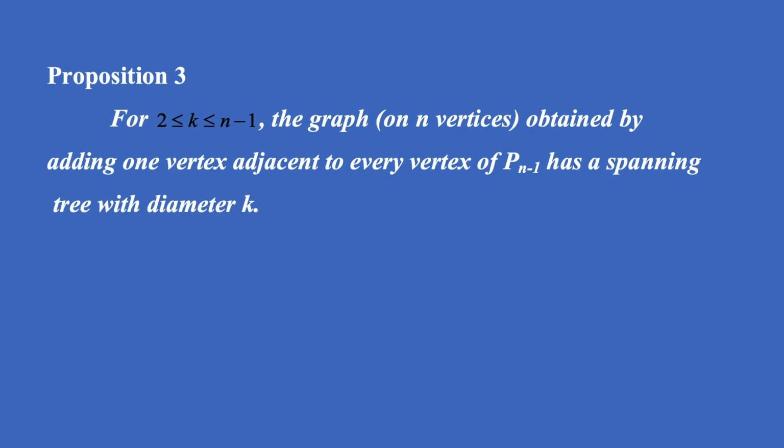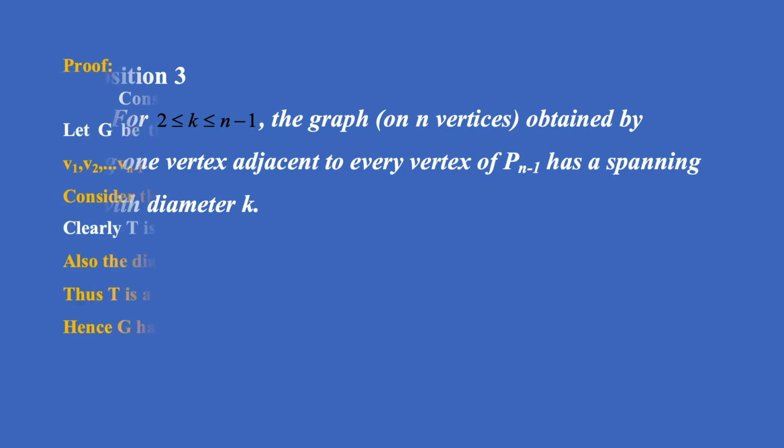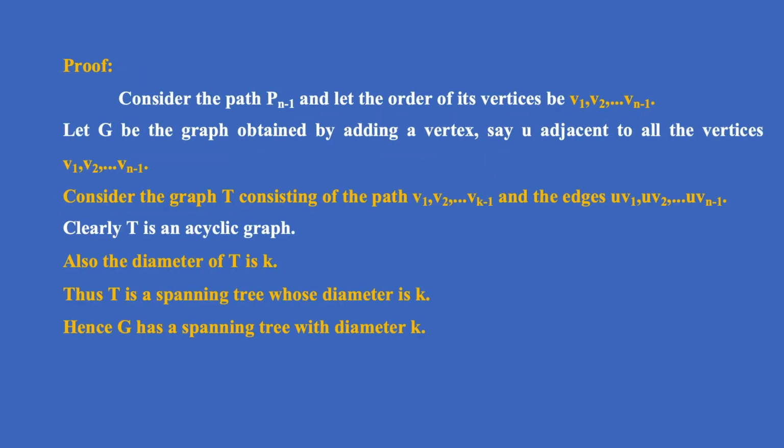For 2 less than or equal to k less than or equal to n minus 1, the graph on n vertices obtained by adding one vertex adjacent to every vertex of P(n-1) has a spanning tree with diameter k. The proof: consider the path P(n-1) and let the order of its vertices be v1, v2, and so on up to v(n-1). Let G be the graph obtained by adding a vertex, say u, adjacent to all the vertices v1, v2, and so on up to v(n-1).